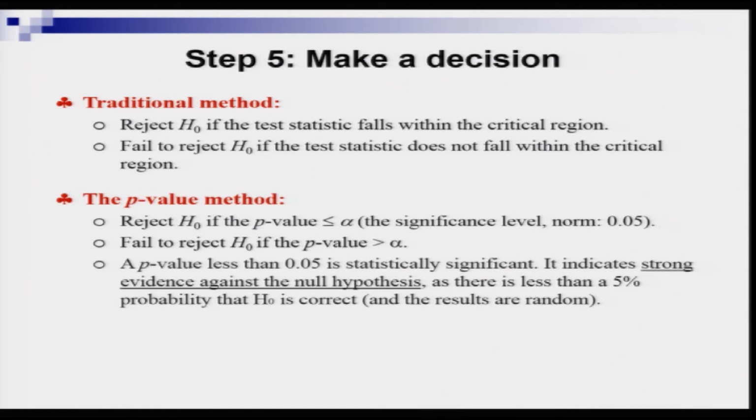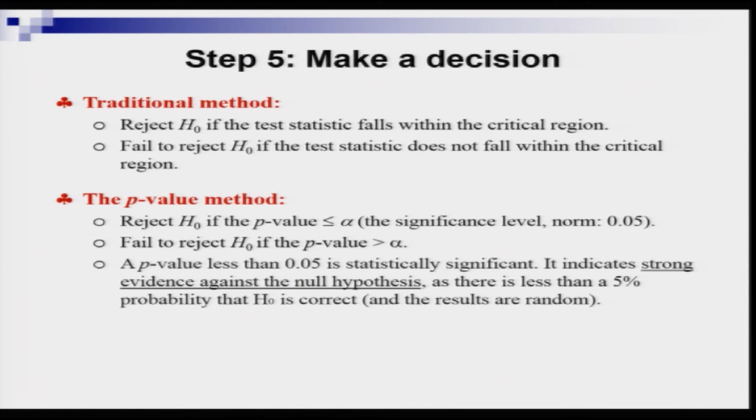Next we move on to the p value method. Here you reject the null hypothesis if the p value is less than the value of alpha, the significance level. The norm in applied statistics and econometrics work is to choose the value 0.05 for alpha. You fail to reject the null hypothesis if the p value is greater than your choice of significance level, which is most times 0.05.